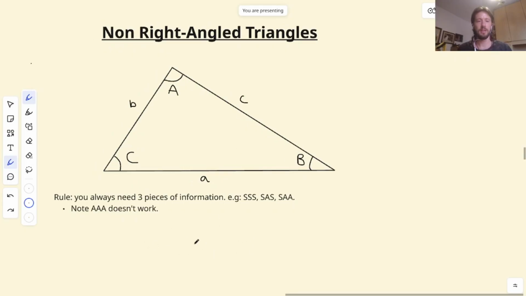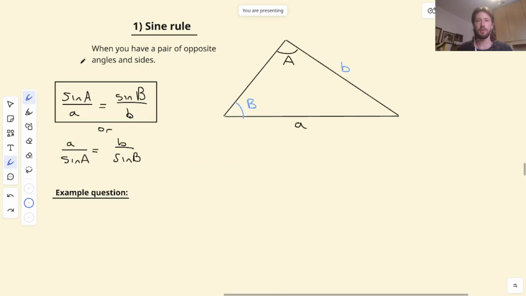Now let's get into the 3 rules that we can use with non-right angled triangles. The first is the sine rule. The sine rule is when we have a pair of opposite angles and sides. So something like this. Now remember, we only need 3, so one of these must be our unknown, and the other 2 can be known.